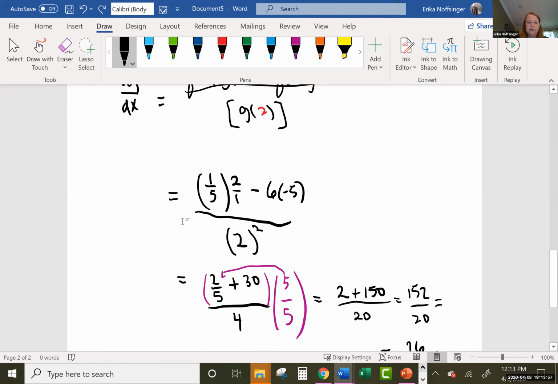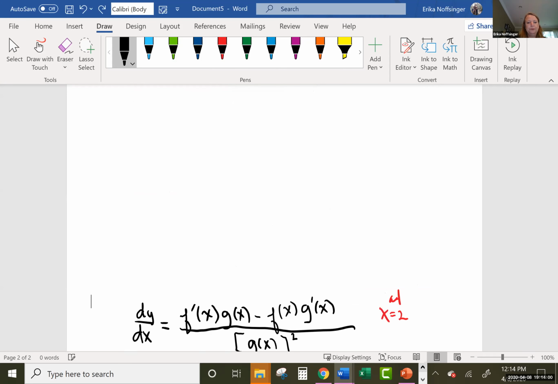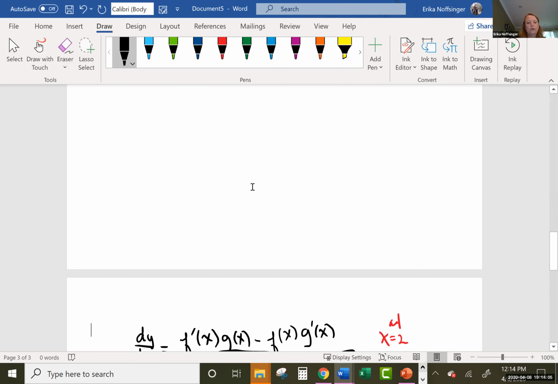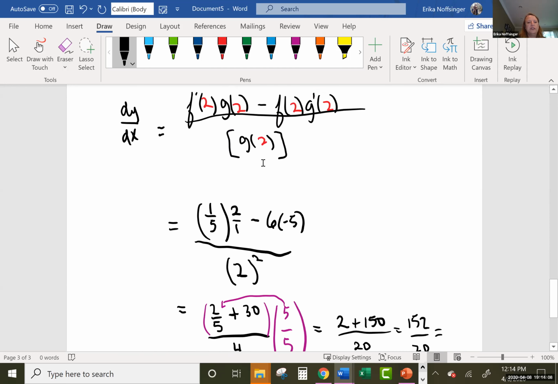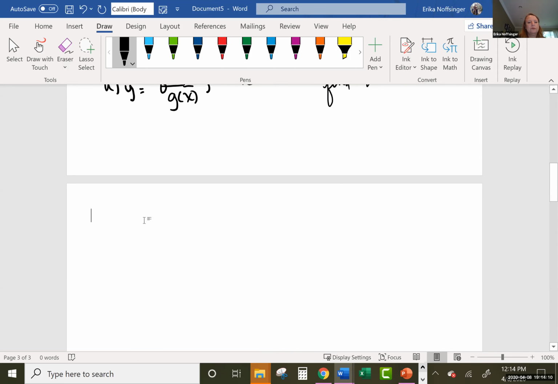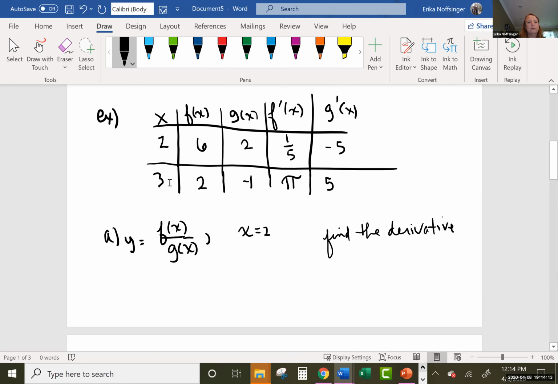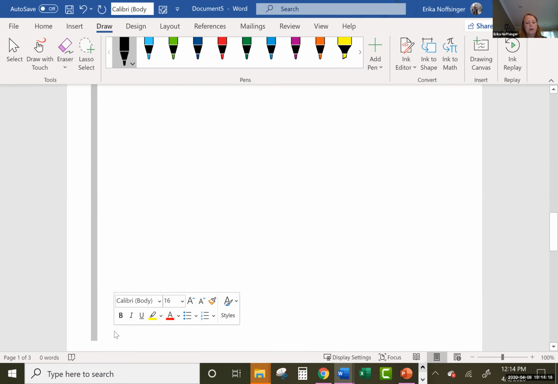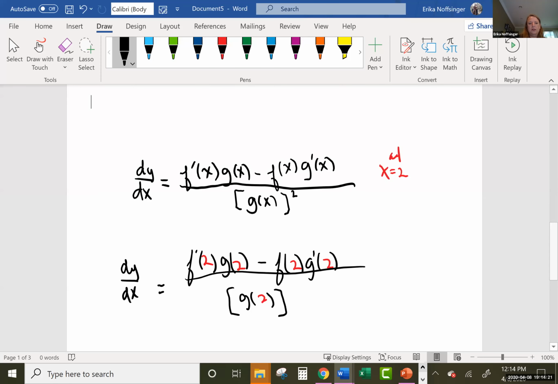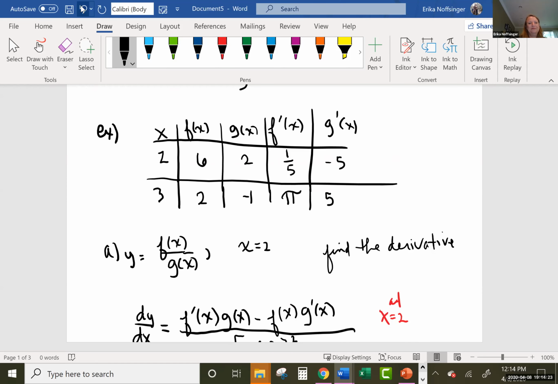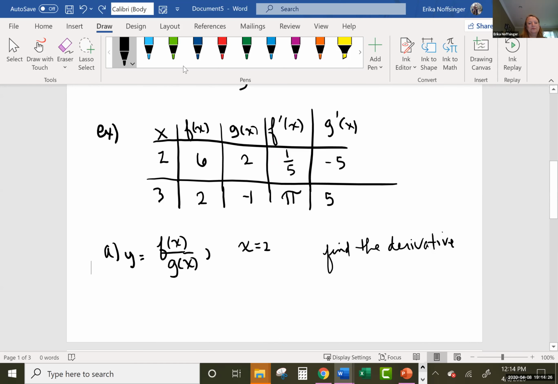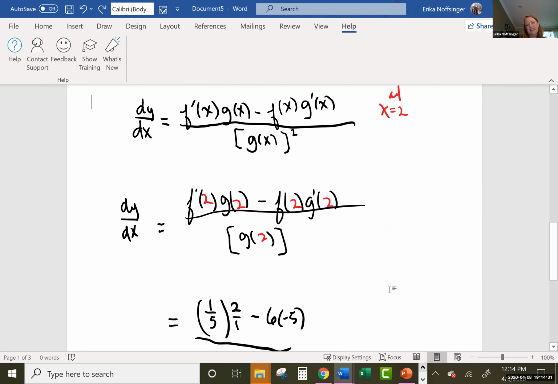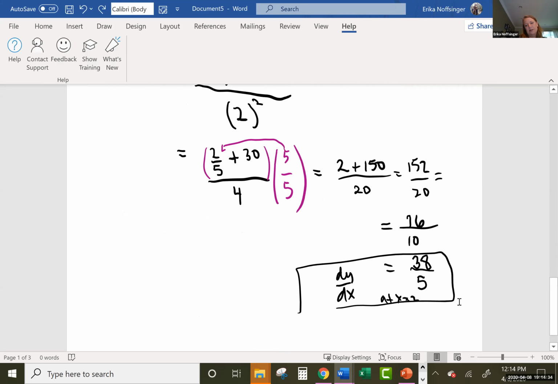So let me see if I can get to a new page. Start a new page up here. Darn it. Why do I always have so many problems? Okay, there we go.